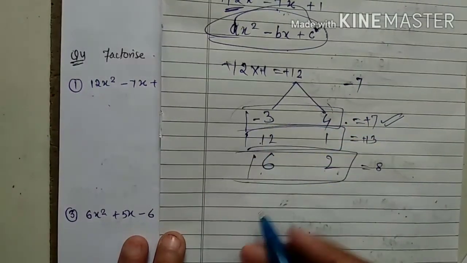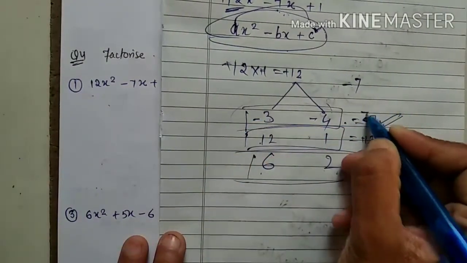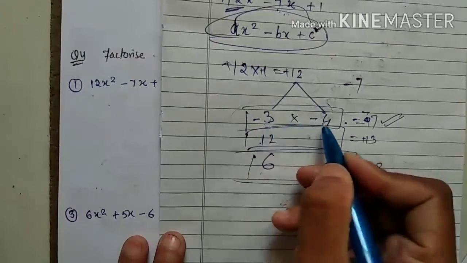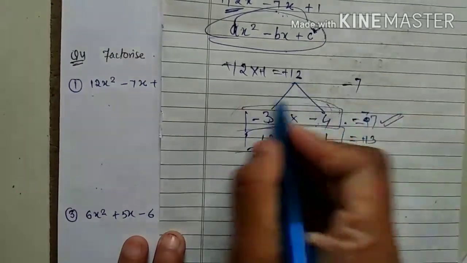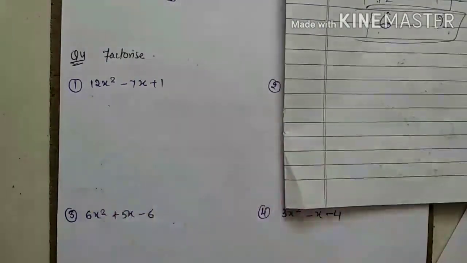So I am taking negative 3 and negative 4. Negative 3 plus negative 4 becomes negative 7. And negative 3 multiplied with negative 4 becomes positive 12. So what factors am I getting? Minus 3 and minus 4. Just see here how to put these factors in this equation.